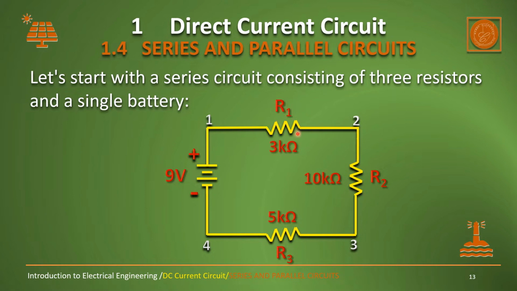R1's first end is connected to the battery, and its second end is connected to the first end of R2, and the second end of R2 is connected to the first end of R3, and the second end of R3 is connected to the battery. So this connection is a series connection.